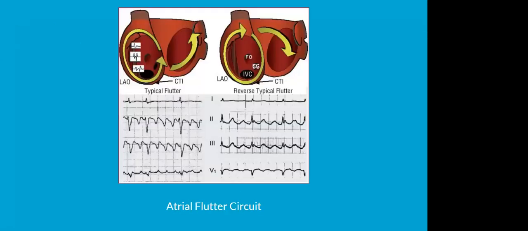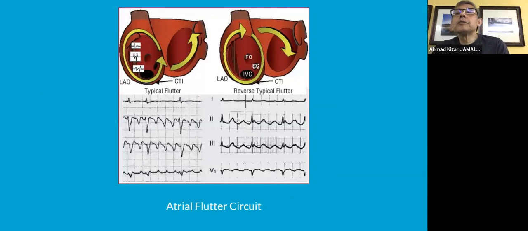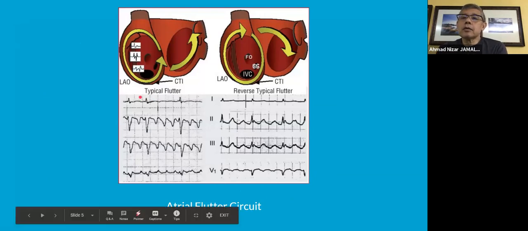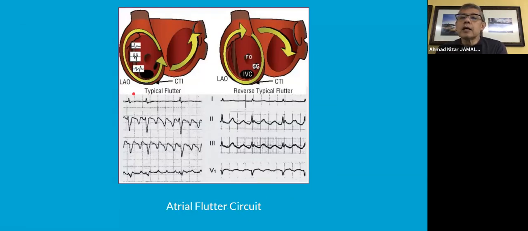This picture describes how the atrial flutter circuit lies within the right atrium. This is typical atrial flutter. The commonest atrial flutter is called typical atrial flutter, and the other term for it is cavo-tricuspid dependent atrial flutter. It simply means that the circuit involves an electrical circuit around the tricuspid valve.